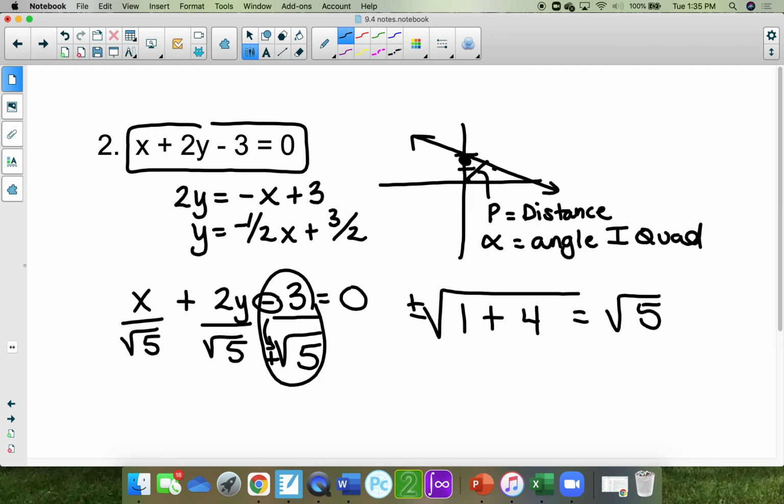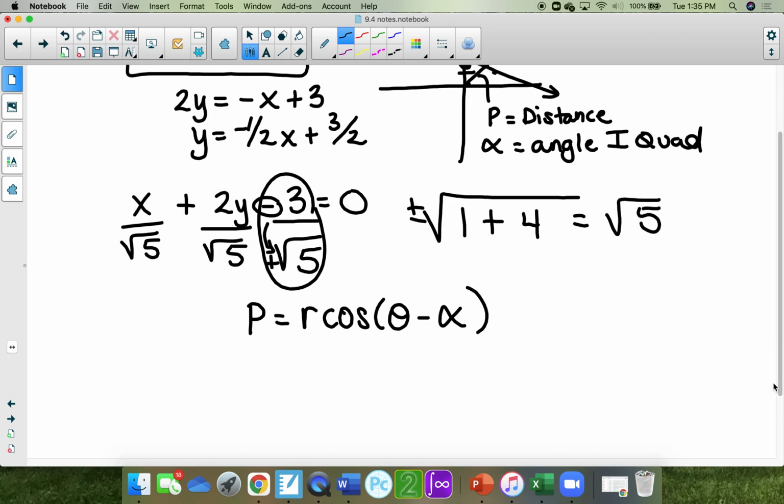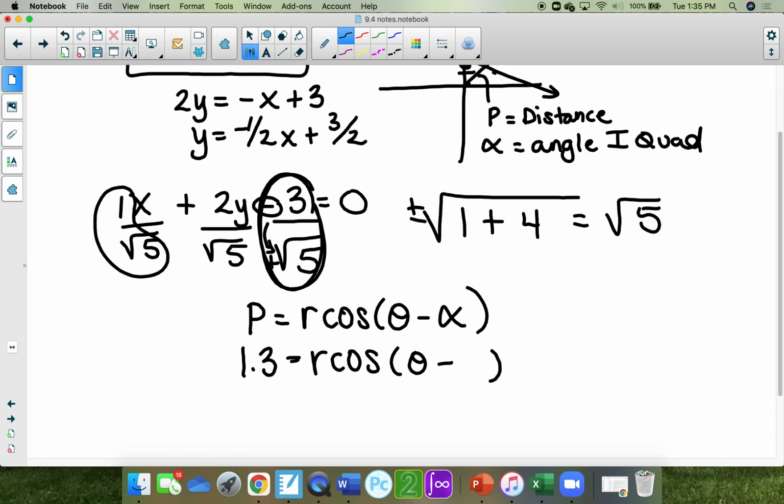And 3 divided by the square root of 5, I got to put it back into this form. So in place of my p, I have to take 3 and divide it by the square root of 5, and that's going to end up being 1.3. It's right here. And then it's r cosine of theta minus alpha. And it's cosine inverse of 1 divided by the square root of 5 on your calculator. And it's going to end up being 63.4 degrees.